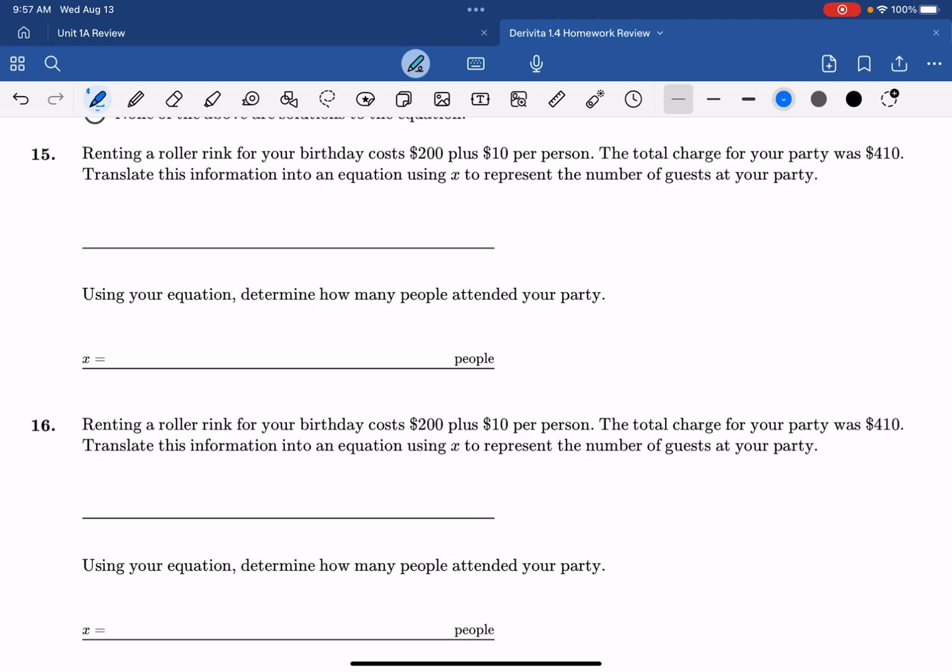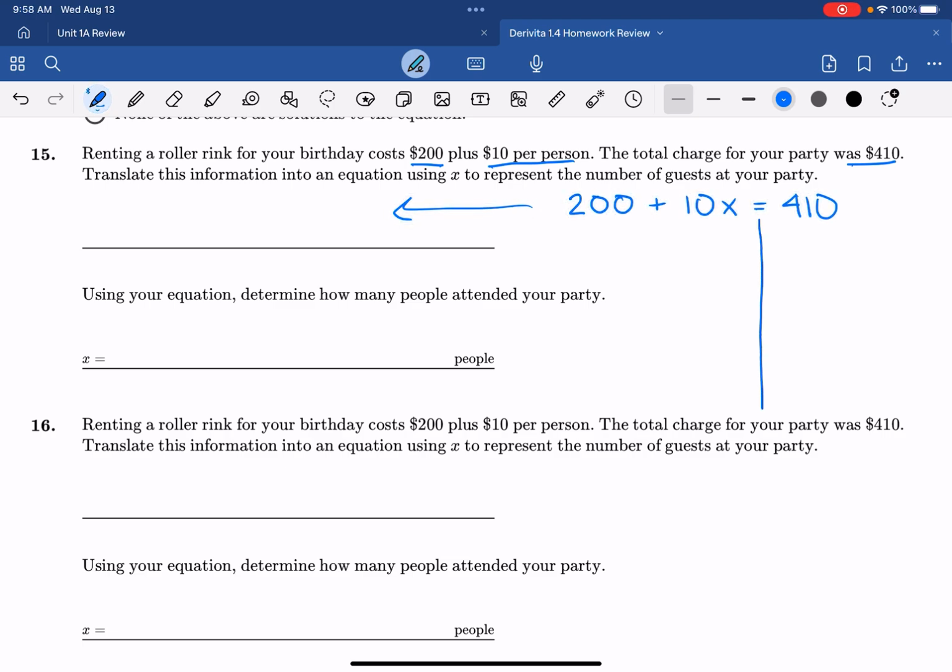It says renting a roller rink for your birthday costs $200 plus $10 per person. The total charge for your party was $410. Translate this information into an equation using x to represent the number of guests at your party. So I know it was $200 plus $10 per person, but we don't know how many people were at the party. So I'll put x and equals 410. So that's the equation that goes here.